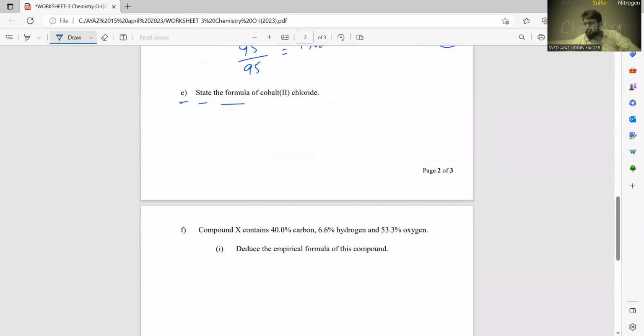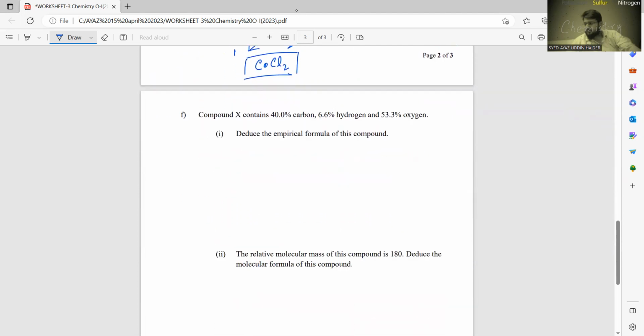E, state the formula of cobalt-2 chloride. The valency of cobalt is given. This is the symbol for cobalt. The valency is +2, so I will write +2 here. Chlorine. Chlorine belongs to group 7. The valency of chlorine is -1. Ignore their charges. So we'll have 2 and 1. Remember, these are subscripts. Now these subscripts will be exchanged. So you'll get CoCl2 as your final answer.